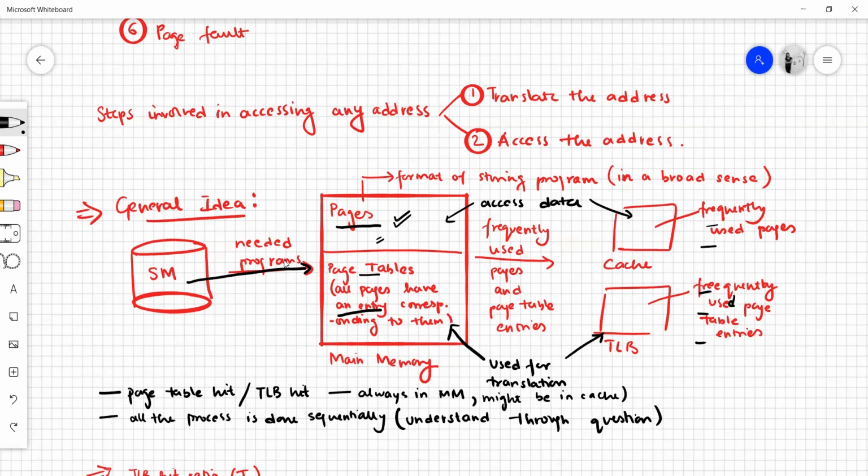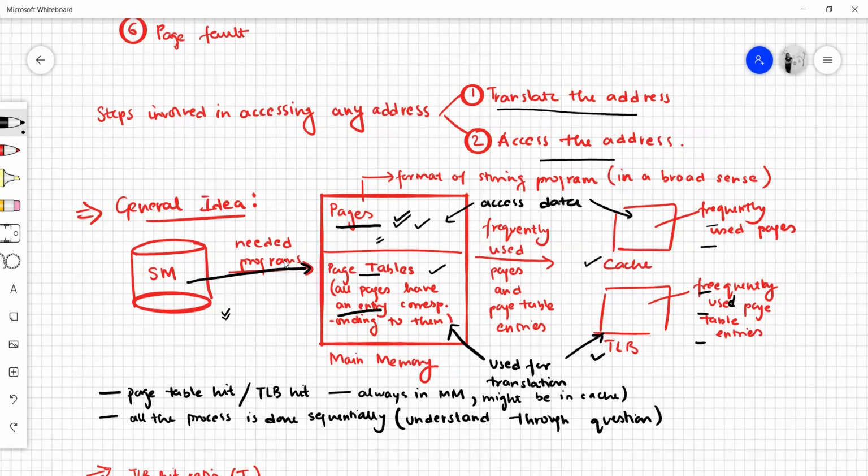Okay. So basically what you need to know is that the first part, the translation of the address, can be done either from your TLB or from the page table. And accessing the address, you can find either in cache or in pages. If not in these two, then you go back to secondary memory. In that case, that is called a page fault. We'll take that again later.